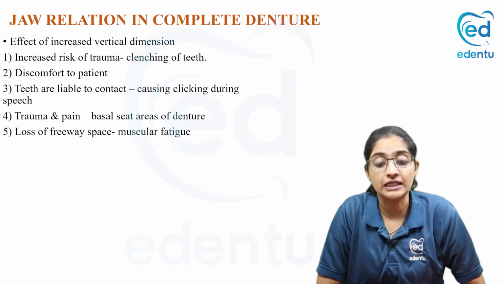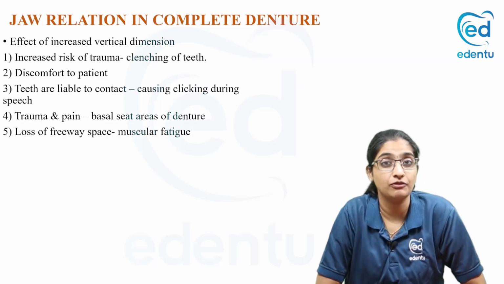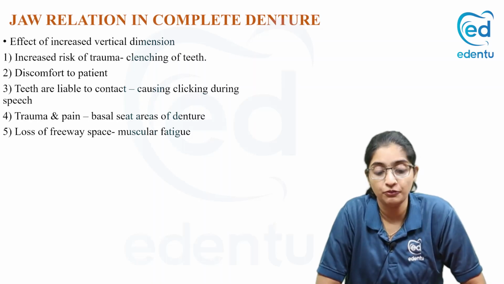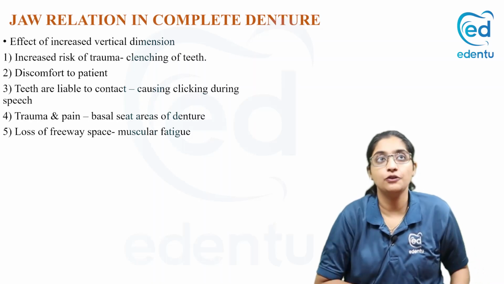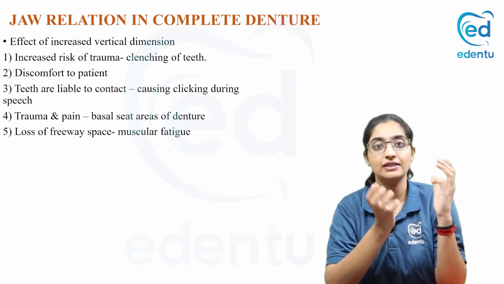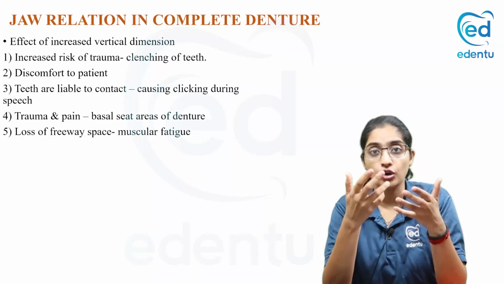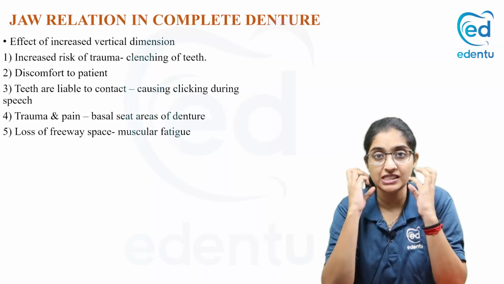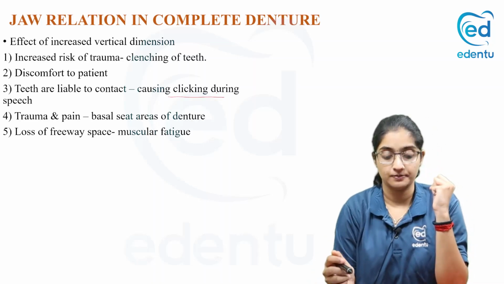Coming to the effect of increased vertical dimension, there is increased risk of trauma because you will have clenching of teeth. It will be uncomfortable to the patient. Teeth are liable to contact. That is, if you increase your VDO, what will happen? You are keeping it at a higher level than your required level. So every time the patient tries to talk, there is no space between the teeth. It starts hitting the teeth. So it will cause clicking during speech.